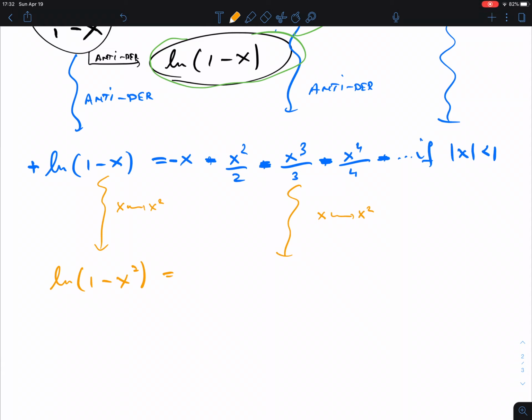Now you do this here too. So this becomes minus x squared. What happens if I plug in x squared here? x squared squared, that is x to the 4th. I put in x squared to the power 3, that is x to the 6th.